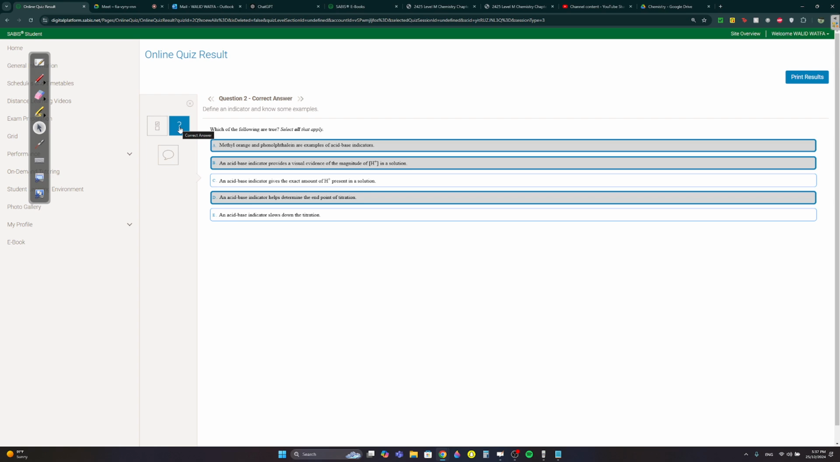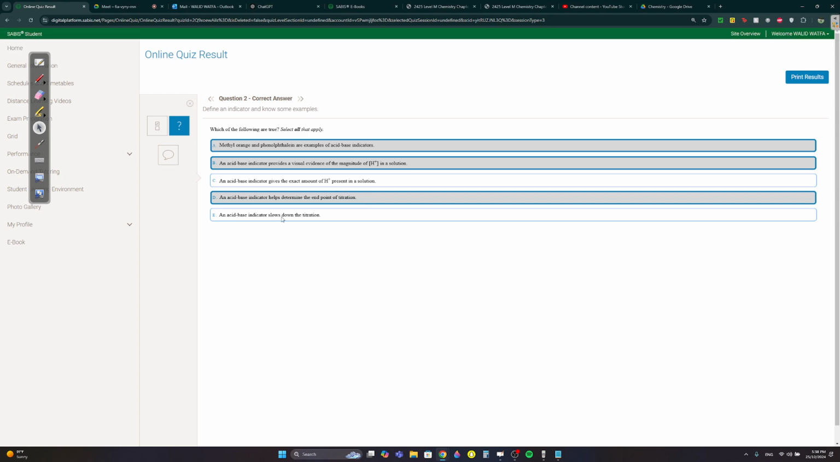Question two: what is true? The indicators, you must memorize them all. Methyl orange and phenolphthalein are examples of acid-base indicators. An acid-base indicator provides a visual evidence of the magnitude of H plus in a solution. An acid-base indicator helps determine the endpoint of titration. The endpoint of titration is when the color changes. Obviously, how do you know when the color changes?